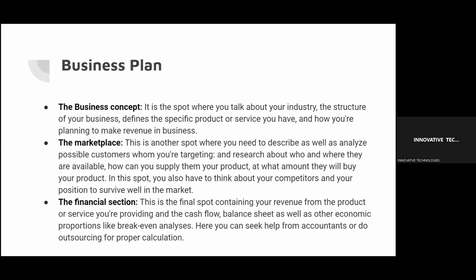For example, if there is no marketplace for your product, then it is a problem. We should always plan our market, and according to our market only, we should sell the products. For example, right now in India, EVs, electric vehicles, have a market, so we develop according to the market. And the financial section contains the revenue of the product. Here we see the ledgers, how much cash is inflowing and how much cash is outflowing. So the financial section is also very important while developing any business plan.